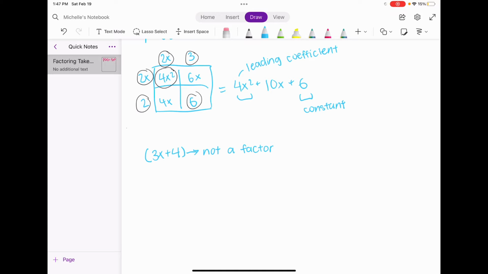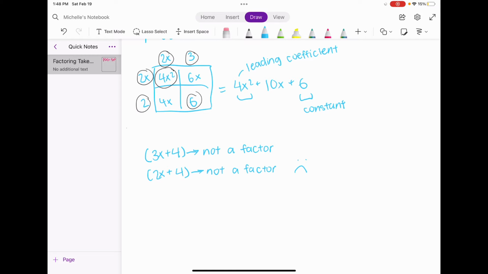What if instead of 3x plus 4 we had 2x plus 4? Well, this still wouldn't work out, because even though 2x can be multiplied by 2x to get us to 4x squared, the 4 part still doesn't work out. So even if there's only one number that doesn't satisfy the requirements, that's enough to make it not a factor. Sad.